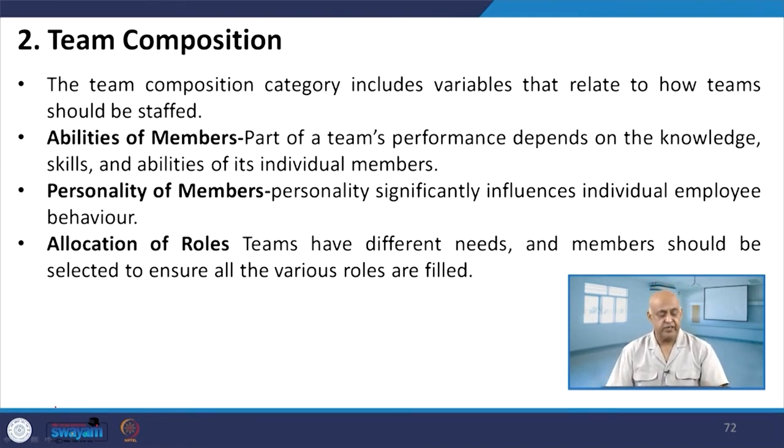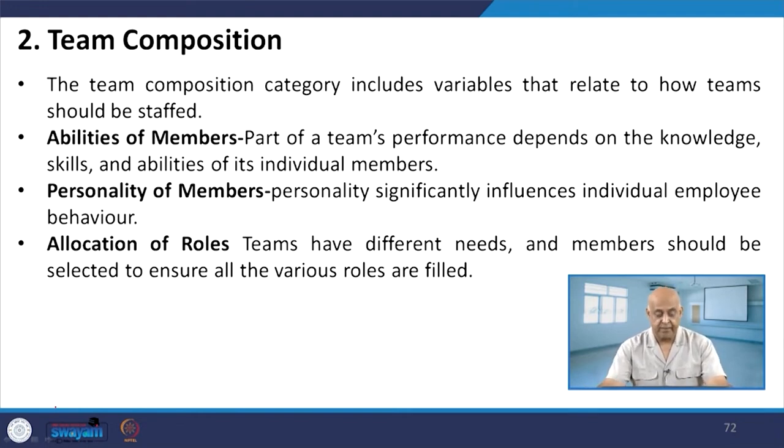The team composition. The team composition category includes the variables that relate to how teams should be staffed. The abilities of members: a part of a team's performance depends on the knowledge, skills and abilities of its individual members. So what level of knowledge is required, which skills are required: technical skills, human skills, conceptual skills, analytical skills, designing skills, and what type of abilities are required. These abilities of the members will decide the composition.